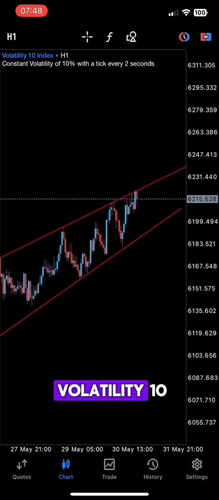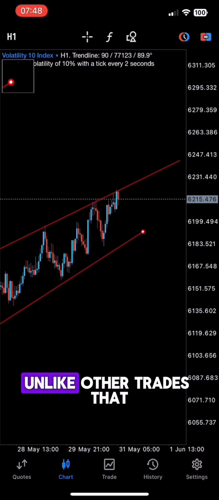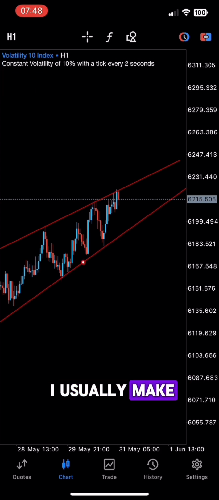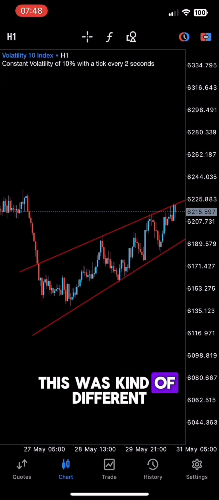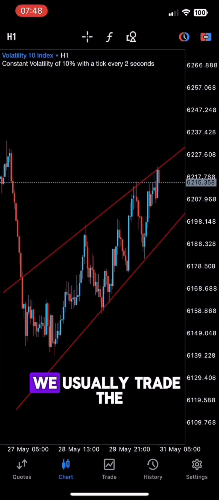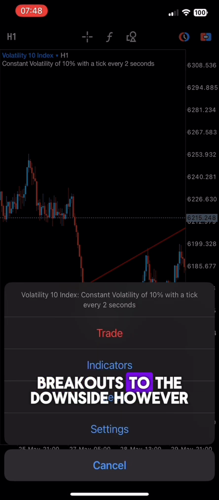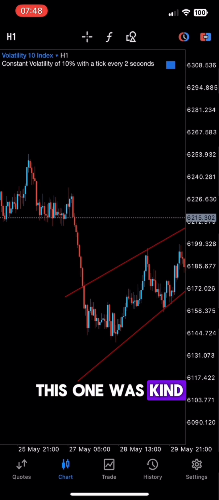Now we visit the Volatility 10. In the Volatility 10, unlike other trades that I usually make, this was kind of different. Usually when you see a rising wedge, we trade the bounce backs, or we trade the breakouts to the downside. However, this one was kind of different.